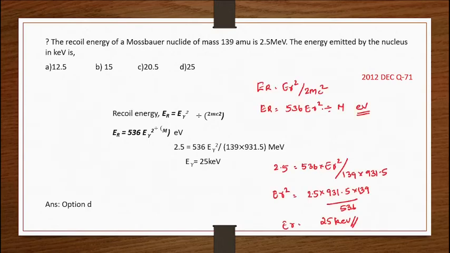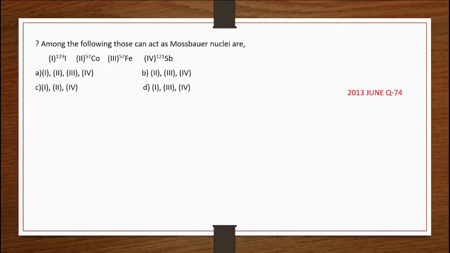And the next question is, among the following, those that can act as a Mossbauer nuclei are: iodine 129, cobalt 57, iron 57 and Sb 121. Here cobalt 57 can act as a source. It is not the nuclei. So you have to read the question thoroughly.